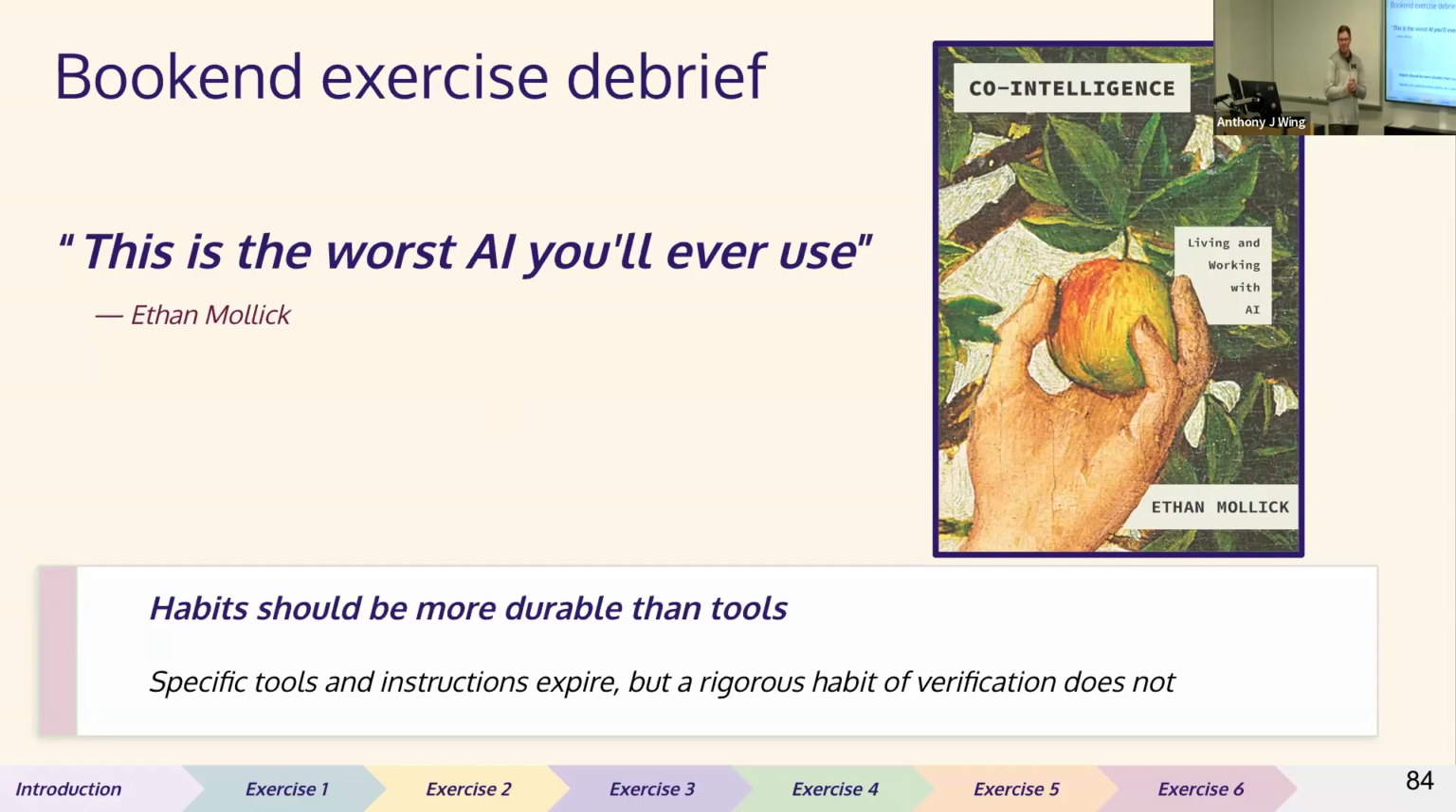Then as we wrap up, I do just want to end with this a little bit, right? So a lot of us have heard this quote with a lot of the tools that we use. This is the worst AI that you'll ever use, right? The next one will be better no matter what. And that's likely true, right? Sometimes they come across hiccups. But it's really important with this, right, that your habits should be more durable than those tools, right? Those tools will change, they'll expire, they'll go through iterations. But if you develop these good verification habits, you'll be in a lot better place overall, right?